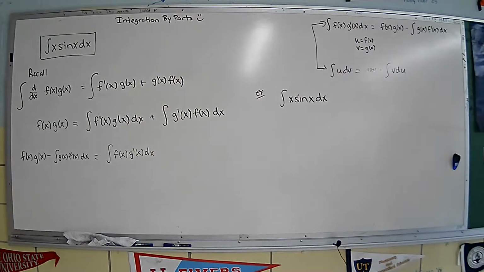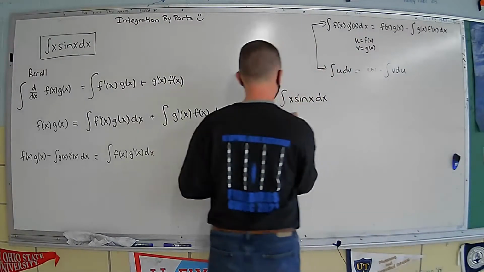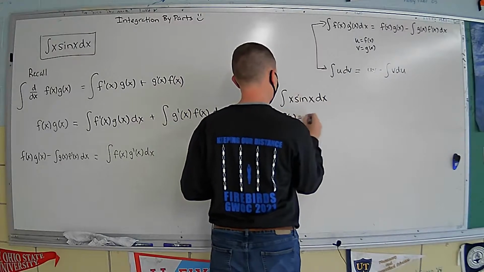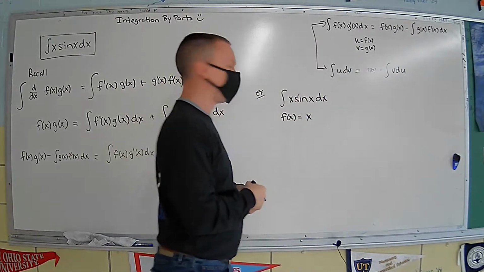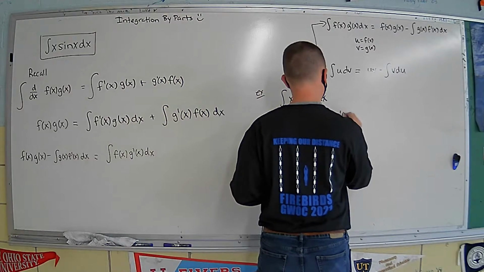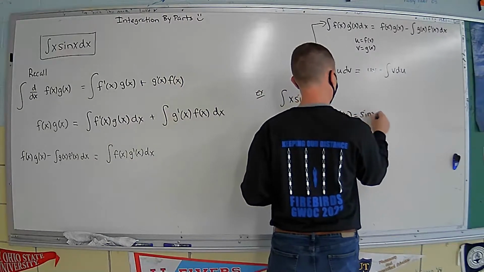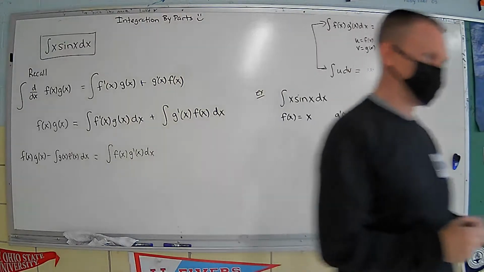And we're going to say, hey, we're going to pretend one of these things is a derivative and one of them is a function. Okay? I'm going to say one of those is f, and one of those is going to be g prime. Follow me? So let's let f of x equal x, and g prime of x equals sine of x. Okay?